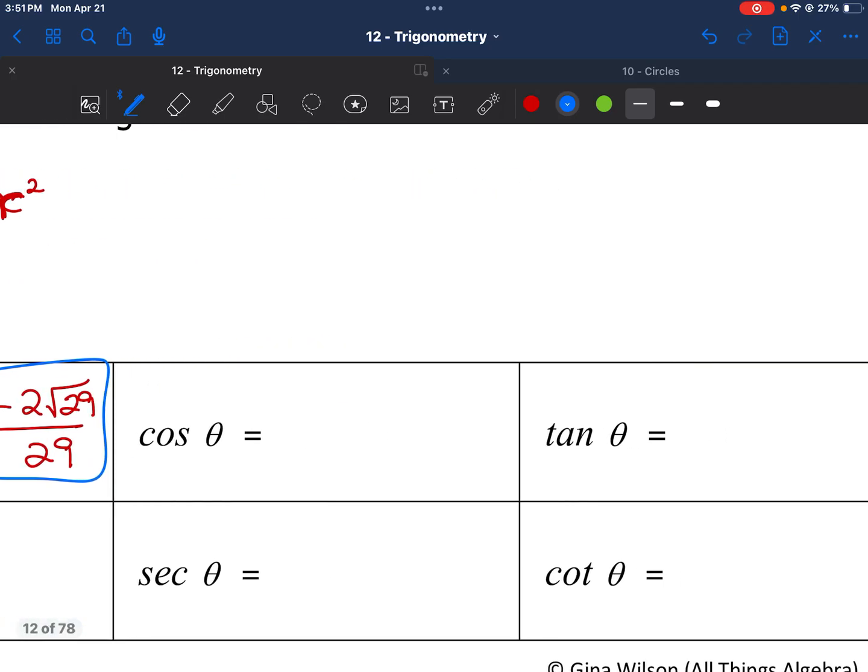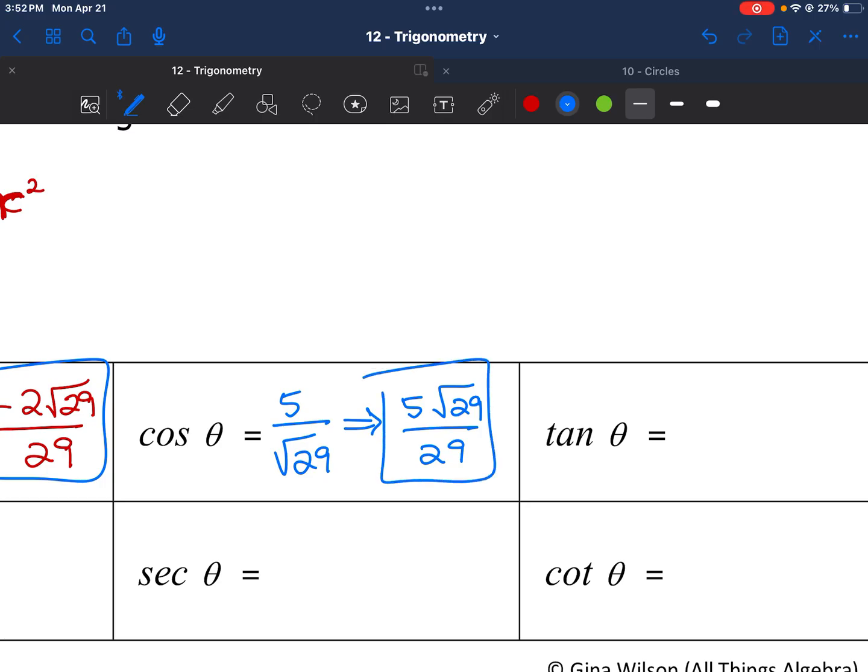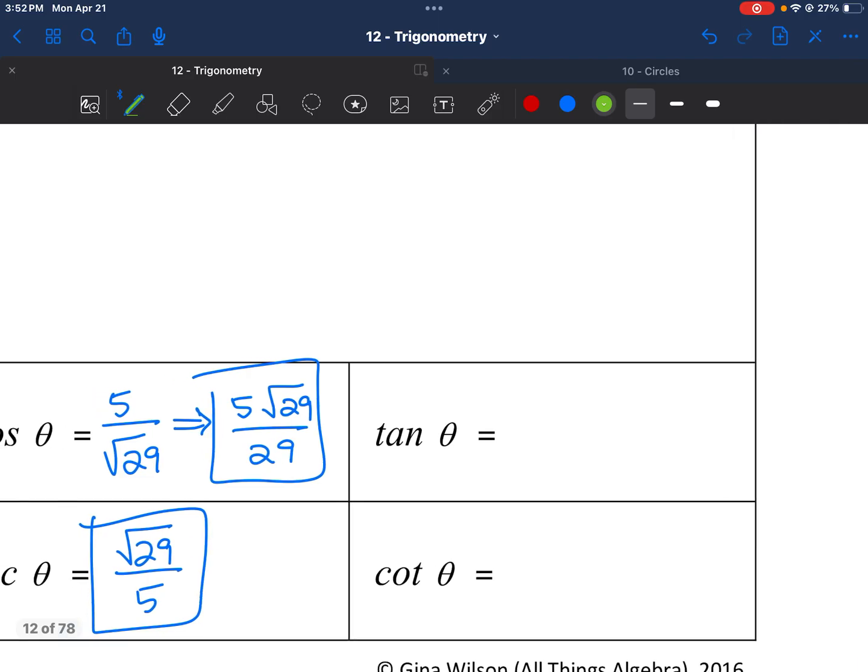All right, then we fill in the rest of them. So cosine, originally, we could say it was 5 over root 29. But we will rewrite this into 5 root 29 over 29. Secant, we can just flip the original, root 29 over 5. Again, you could work from 29 over 5 root 29, but it will wind up being a lot more work than we necessarily needed. And then lastly, with tangent, we have negative 2 over 5, cotangent, negative 5 over 2.